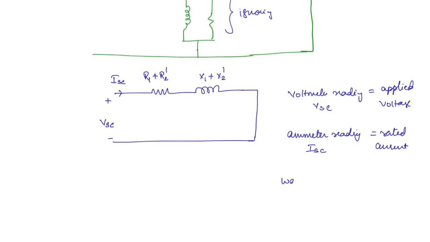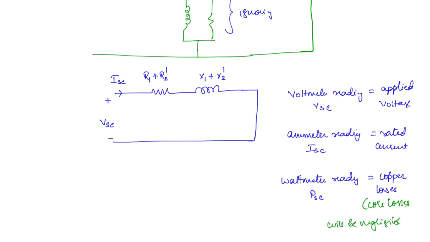Now what about the wattmeter reading? Here the wattmeter reading is going to give you the copper losses, PSC. So since we are performing the test at a very low voltage, the core losses are going to be very negligible. You can note down that point here: core losses will be negligible at low voltages.